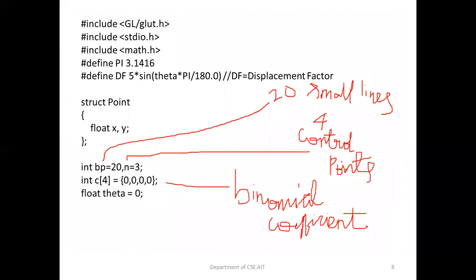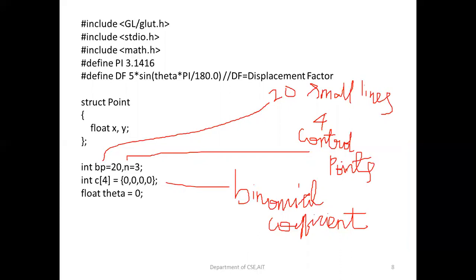So here we have the program. We are having the pi value, and we are taking one displacement factor. The displacement factor is used for waving of the flag. Until you close down the window, this effect will be seen. We have a structure here which is having the x and y value. For every point we'll be having the x and y value. And BP is the Bezier points, the number of small points which we are going to make use of to draw the lines. So totally one curve will consist of 20 small lines.